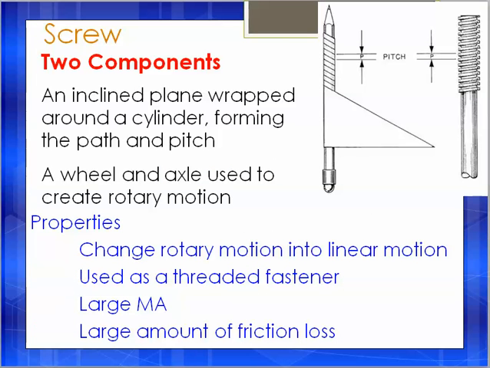Okay, let's talk about the screw. A screw is an inclined plane wrapped around a cylinder, forming the path and pitch. As you can see here, here's the path it's chosen, and then the pitch is the distance between the two. A wheel and axle is used to create rotary motion. So right here we have the wheel, and as it moves around, here is the axle, and it gives us that wheel type action. Properties: it's used to change rotary motion into linear motion. It's used as a threaded fastener. You get large mechanical advantage from it, and there's a large amount of friction loss. There's going to be a lot of friction with the screw.